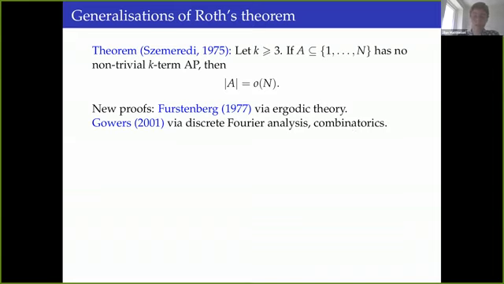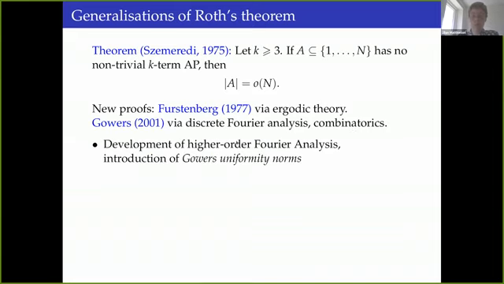The reason for which this proof is so important is that it constitutes the start of what is now called higher order Fourier analysis, and it introduces what are now called Gowers uniformity norms. And I would like to say a little bit more about what these Gowers uniformity norms are and what they do.